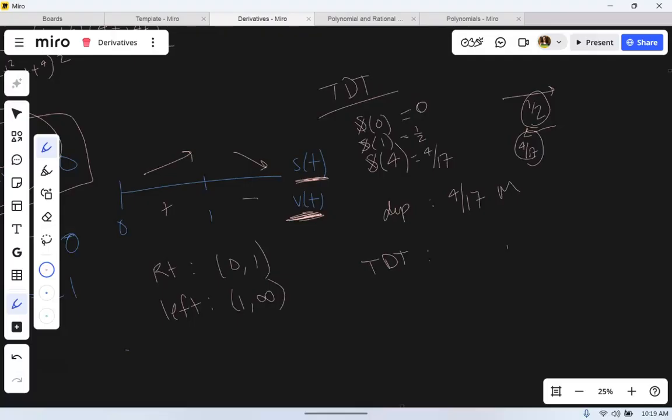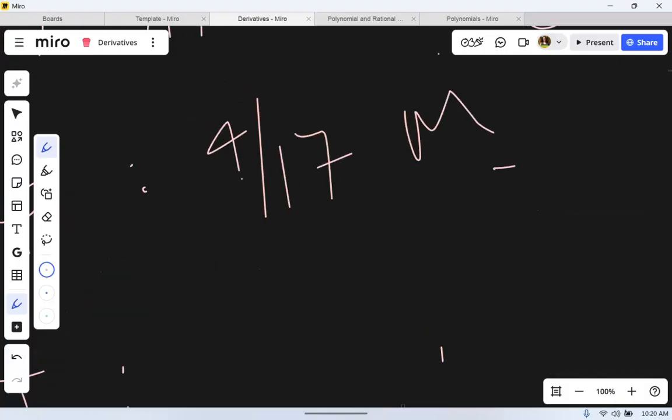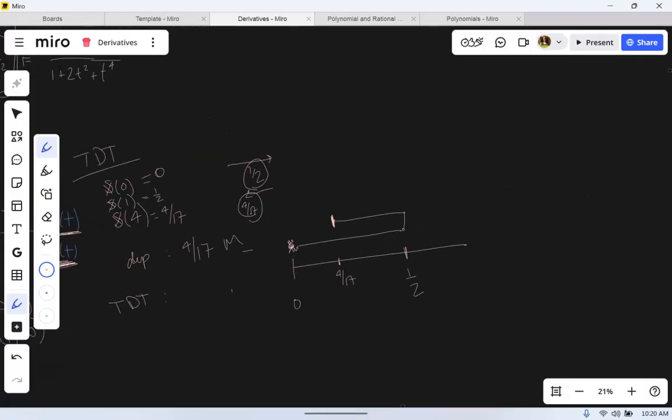That's exactly right. So do y'all understand what I'm saying? If I'm on a number line and I'm at 0, here's my bug. He goes over to 1/2. But then he moves backwards. He doesn't go backwards 4/17 meters. He goes to 4/17 meters. So he ends up here, then he stops, and he goes back to right here. So the question is, what is this distance right here?